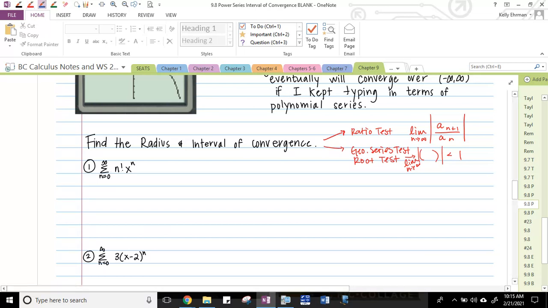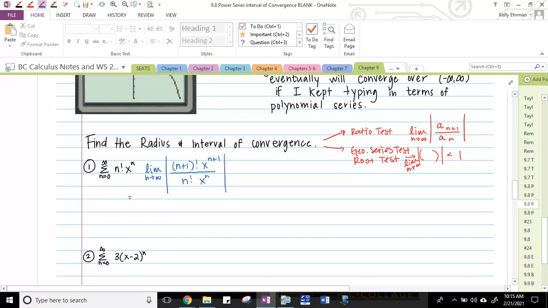All right, so for number 1, there's a factorial involved. So I want to look at the ratio test to show what values of x would make this converge. So I'm going to say the limit as n approaches infinity of, I can put the absolute value in. I don't think anything's going to come out positive or negative, but we should have that in there so we have our full set of answers. Okay, so plug n plus 1 into this function. n plus 1 factorial times x to the n plus 1 divided by the original a sub n, n factorial times x to the n.